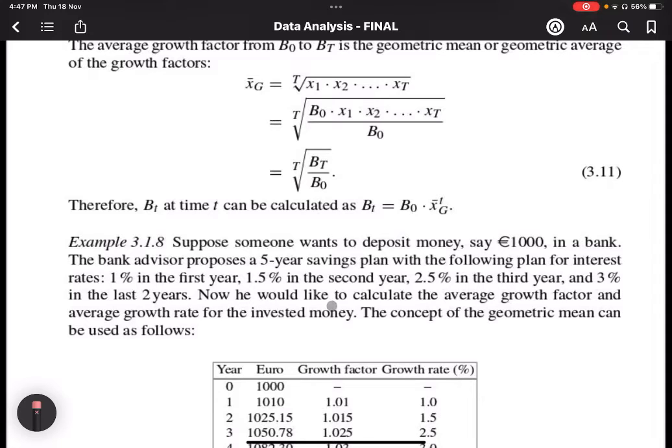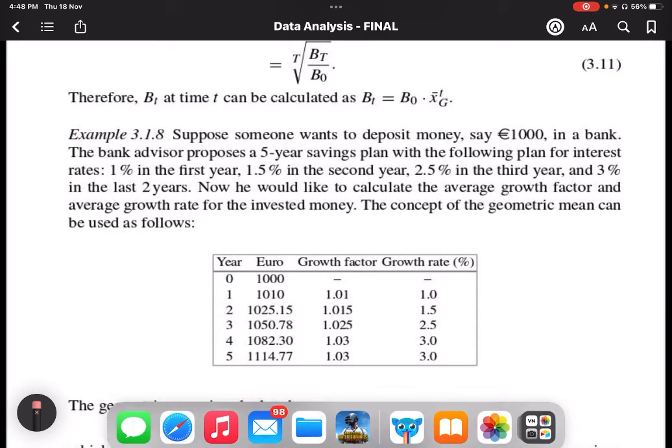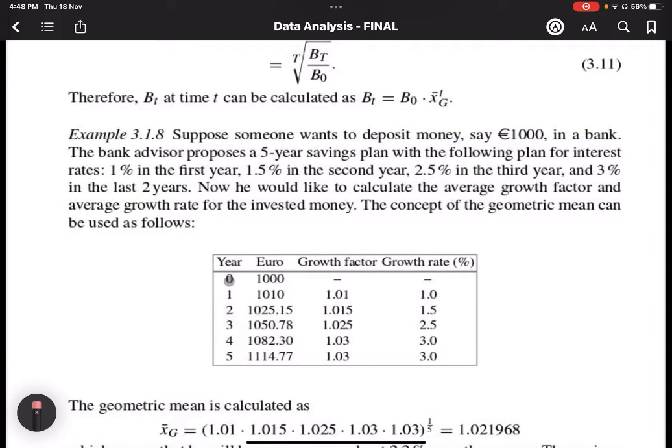Now he would like to calculate the average growth factor and average growth rate for the invested money. The concept of the geometric mean can be used as follows. We have the year, and we have the investment. So, nag-invest siya ng 1,000. Since sa first year, meron tayong 1%. So, nag-accumulate siya, 1,010 na.